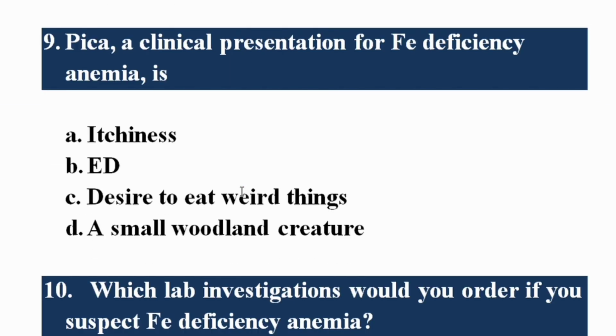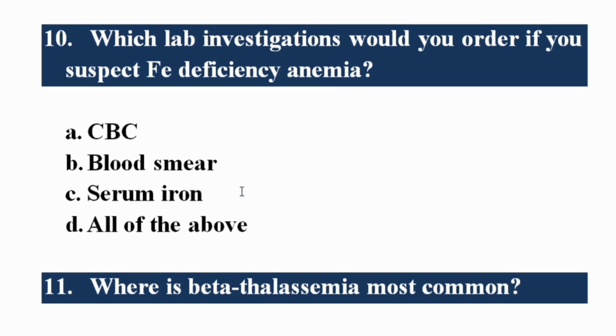Pica, a clinical presentation for iron deficiency anemia, is. Right option is Charlie. Desire to eat weird things. Which lab investigations would you order if you suspect iron deficiency anemia? The right option is delta, all of the above. CBC, blood smear, serum iron. Right option is delta, all of the above.